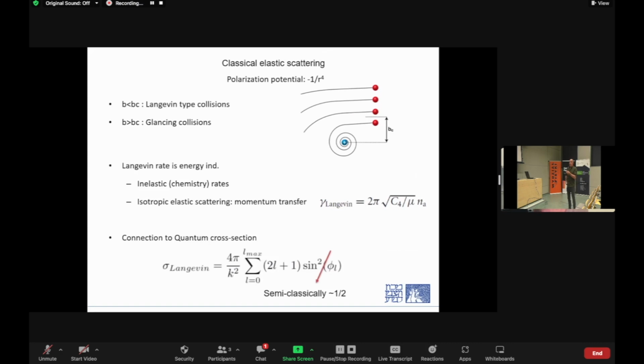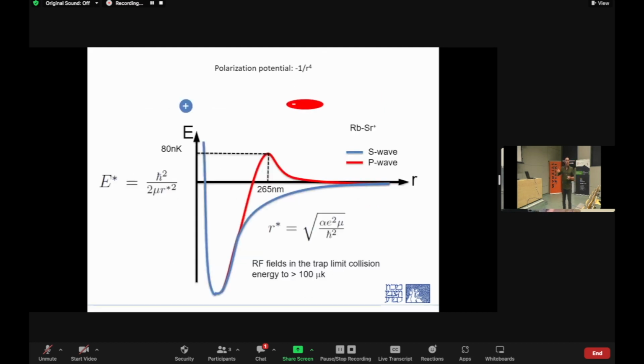Now, how do we connect this classical rate or classical cross-section to quantum calculations? Well, the semi-classical approach would say that the Langevin cross-section is equal to a prefactor times a sum over all partial waves that are involved, up to the maximum partial wave my energy allows for, of 2L plus 1 times sine squared of the phase that the wave function in the relative frame acquires during the collision. Now, if I have many partial waves, I can average this sine squared term into 1/2, and then I retrieve the classical Langevin cross-section.